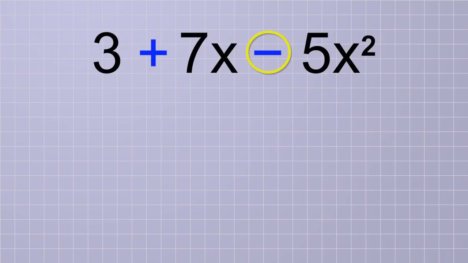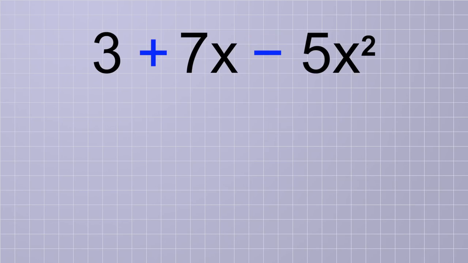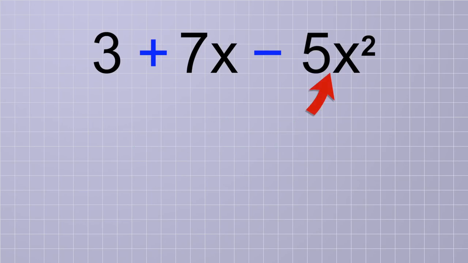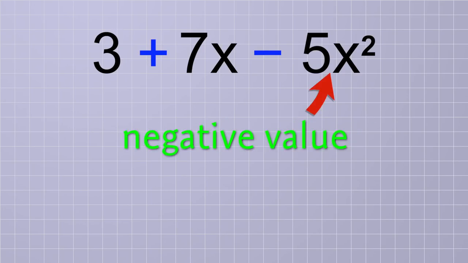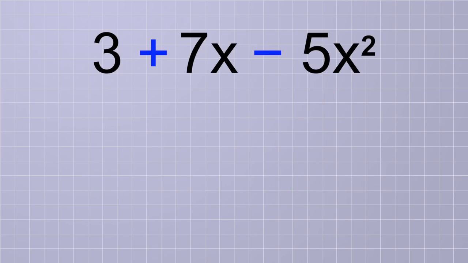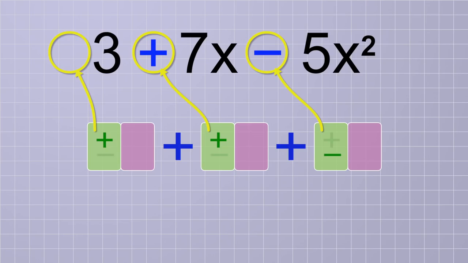Normally, when we see a minus sign, we think of subtraction. But when it comes to polynomials, it's best to think of a minus sign as a negative sign that means that the term right after it has a negative value, or a negative coefficient. In fact, instead of thinking of a polynomial as having terms that are added or subtracted, it's best to think of all of the terms as being added, but that each term has either a positive or a negative coefficient, which is determined by the operator right in front of that term.